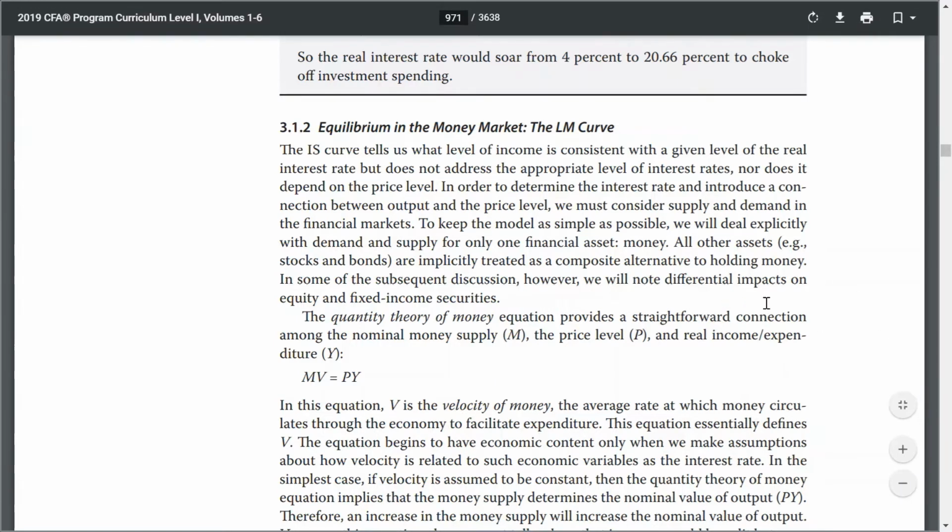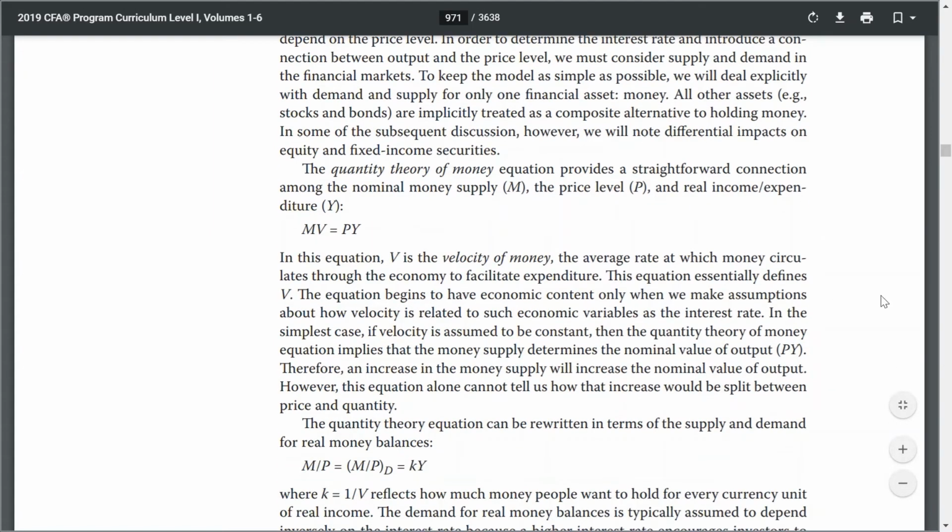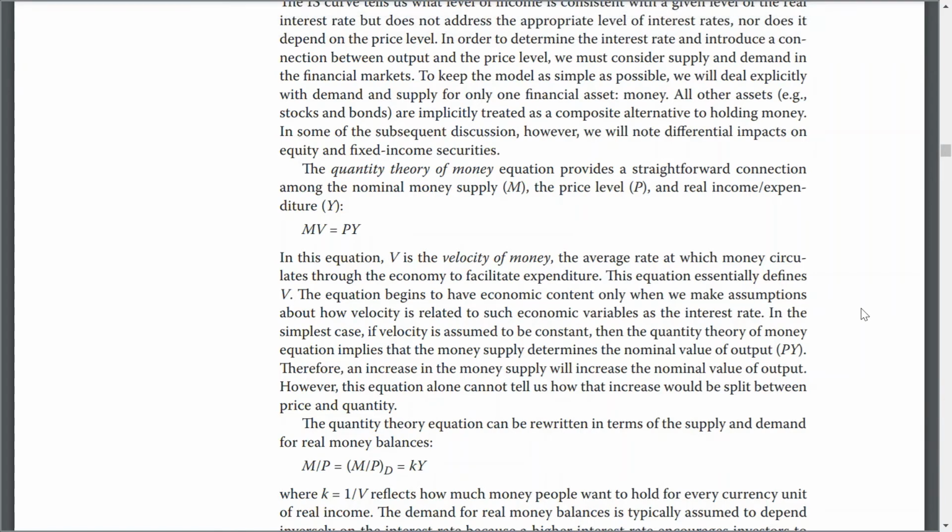The quantity theory of money equation provides a straightforward connection among the nominal money supply, or M, the price level, P, and the real income or expenditure, Y. MV equals PY. In the equation, V is the velocity of money, the average rate at which money circulates through the economy to facilitate expenditure.